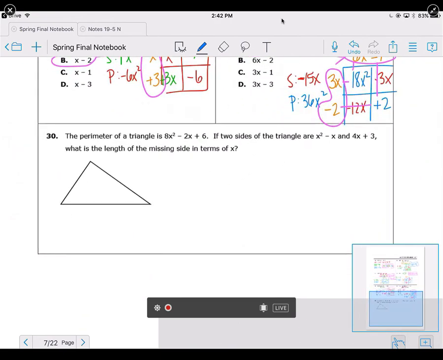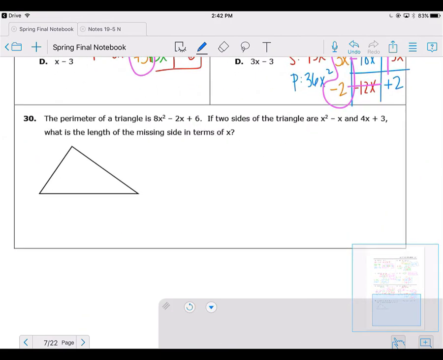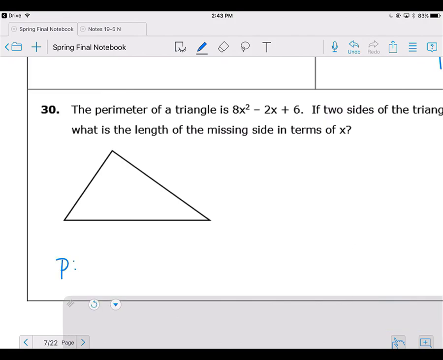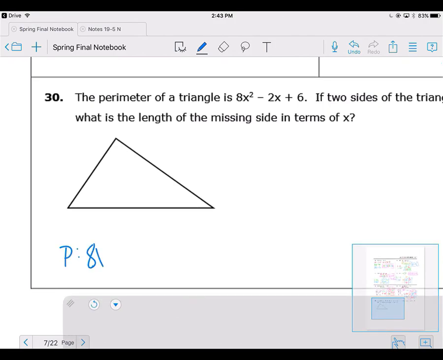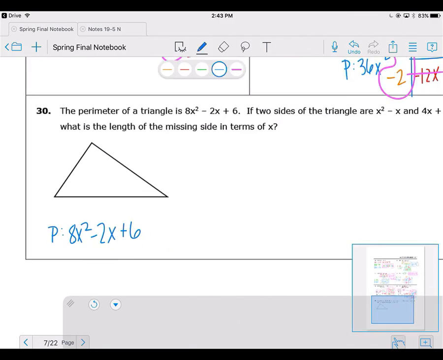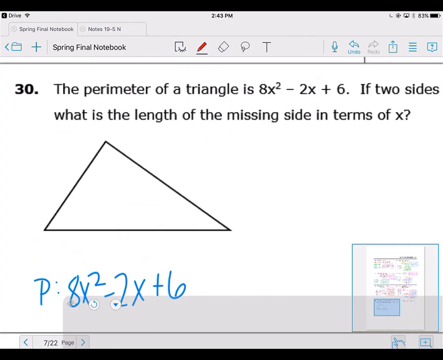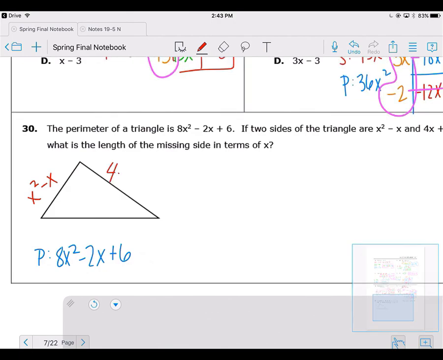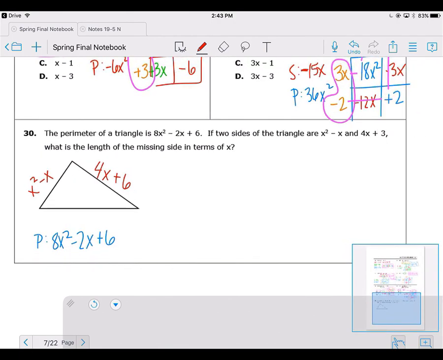The last problem is a perimeter problem. The perimeter of an entire triangle is 8x squared minus 2x plus 6. If two sides of the triangle are x squared minus x and 4x plus 3, what's the length of the missing side? So I know the full perimeter is 8x squared minus 2x plus 6. And 2 of the sides are x squared minus x and 4x, I think, plus 6 or plus 3.